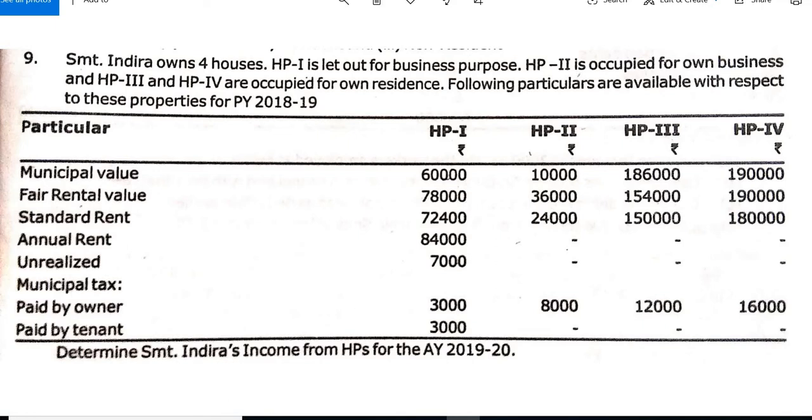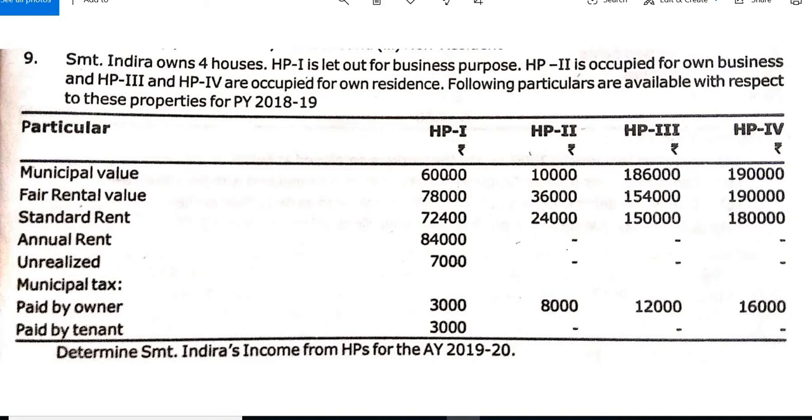Then house property 3 and house property 4 are occupied for own residence. I told you, sometimes they will give this kind of situation. They will give two different houses and mention them as used for own residence purpose. That means self-occupied. Whenever they give two self-occupied houses, you need to calculate the gross annual value for both houses. After calculating, you must take the house with the highest GAV as self-occupied.